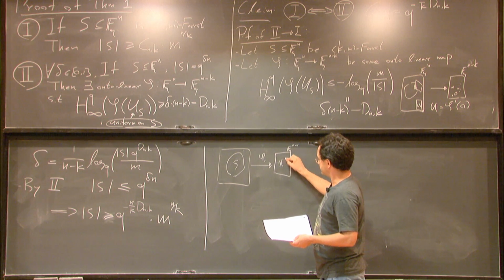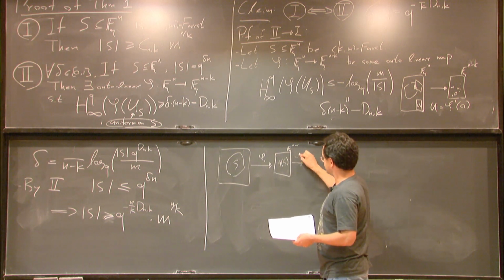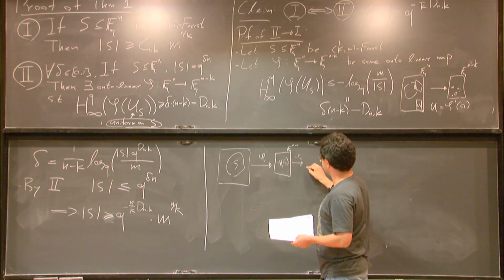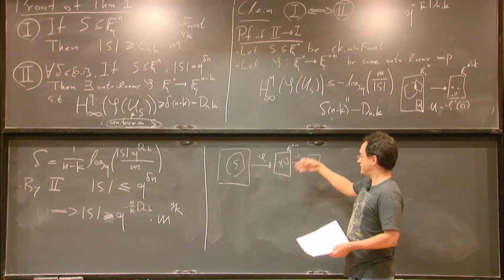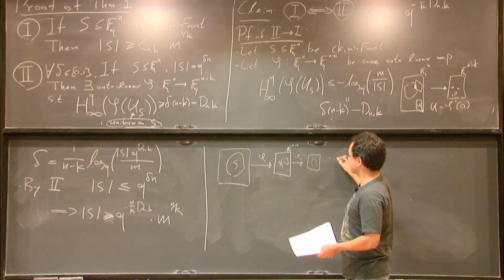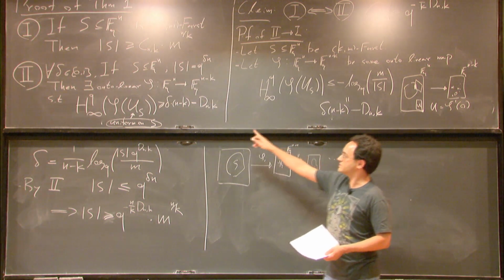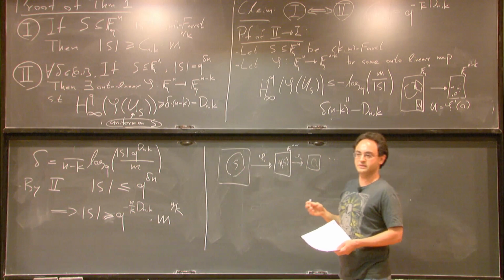This would be phi of S, this would be phi 1 of S. And find phi 2, applying the k equals 1 case again, and keep going k times. There will be some loss in each step, and hopefully they'll add up to the right thing.